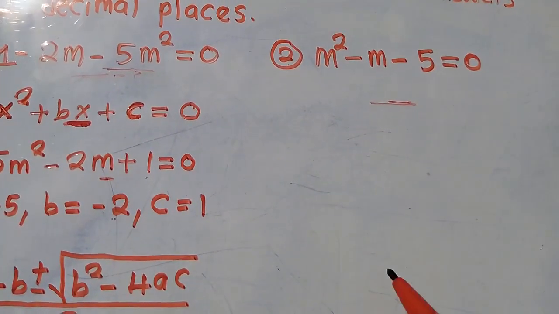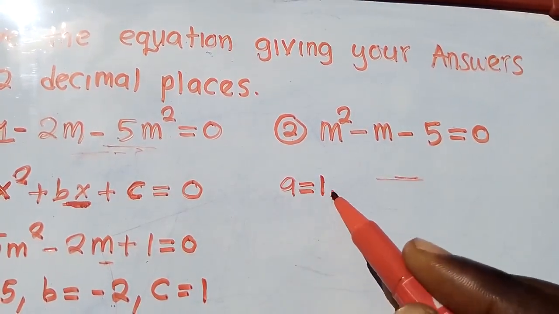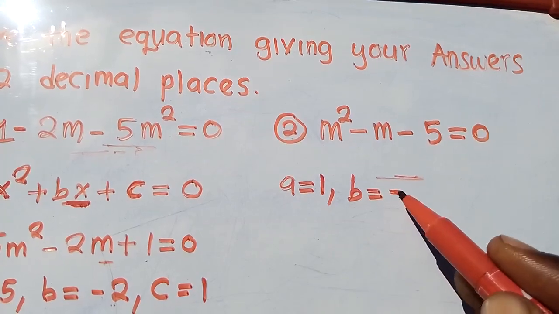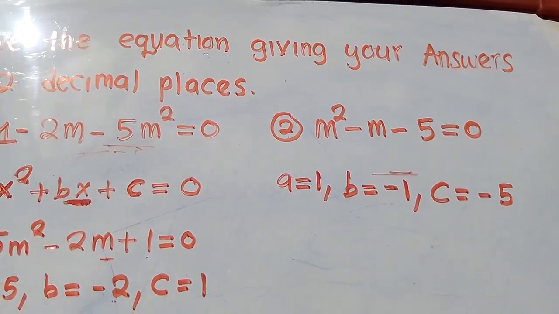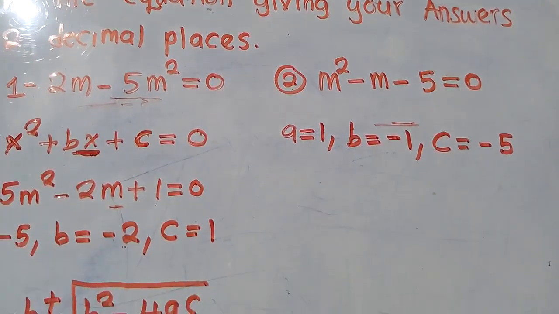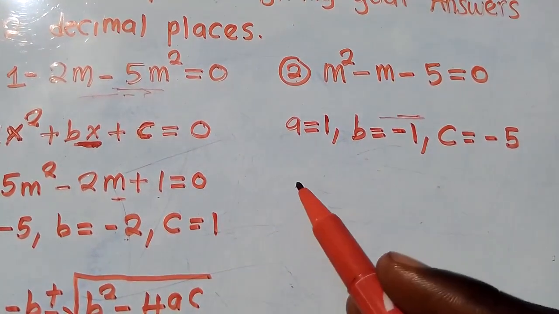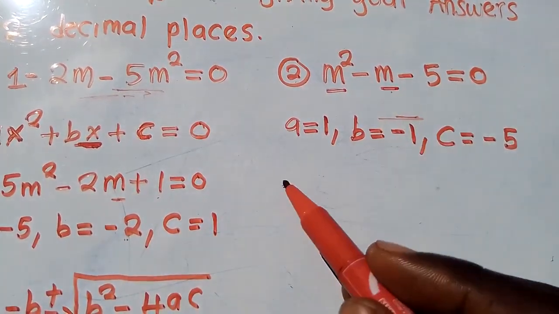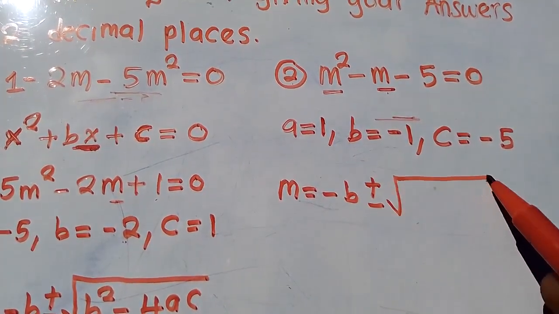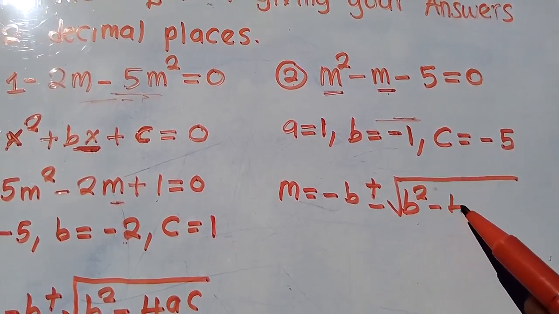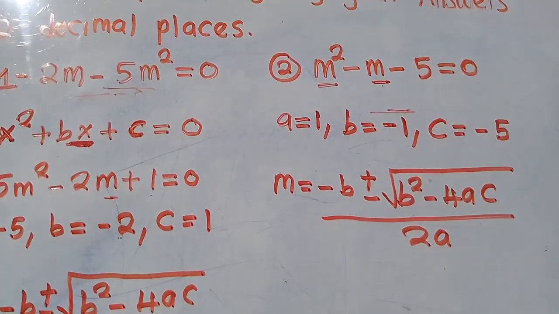What is your A there? You check. Your A there, it is 1. What is your B? Coefficient, negative 1. What is your C? Your C is negative 5. This is a simple data that you need to indicate there. After you do that, you write your equation. Since there is m there, it is m is equal to negative b plus or minus the square root of b squared minus 4ac over 2a. This is what you are going to do.